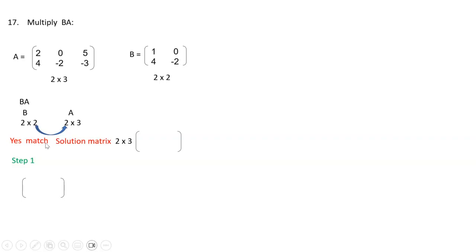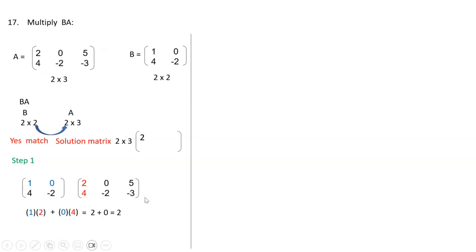Okay, for step 1, I'm going to multiply the first row times the first column on matrix B. So 1 times 2 plus 0 times 4 will give us 2. The 2 goes in the first slot of the matrix, which is row 1, column 1.